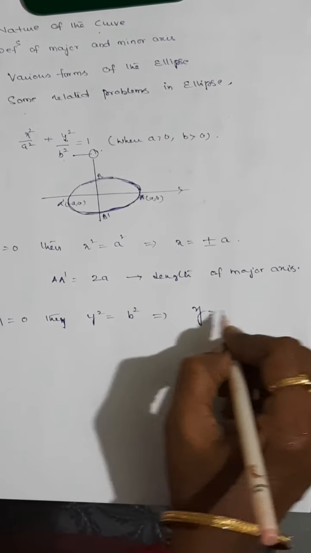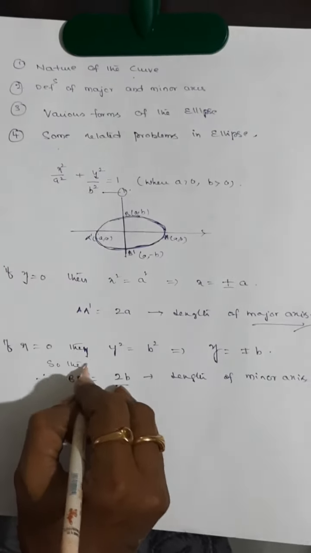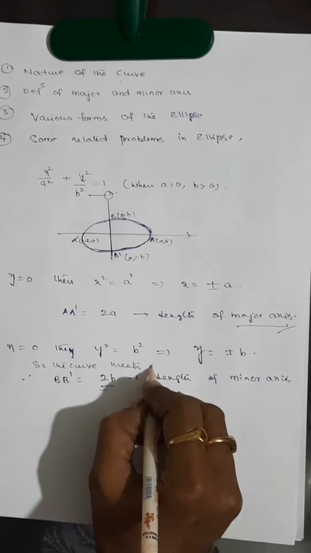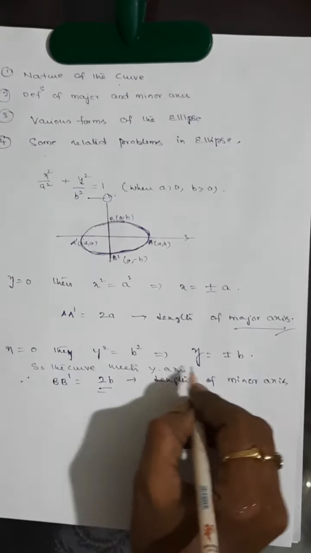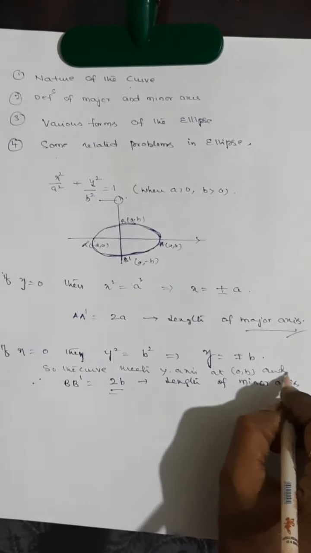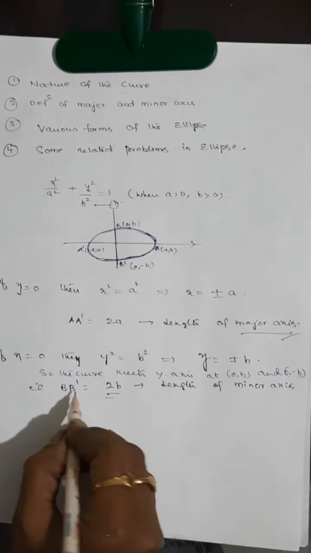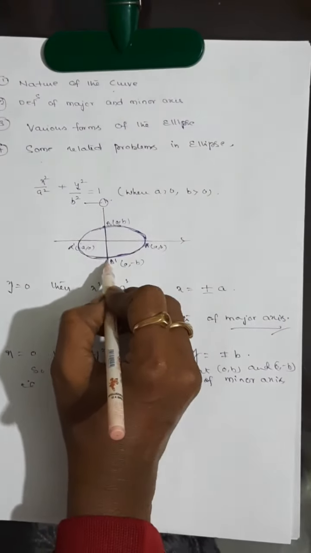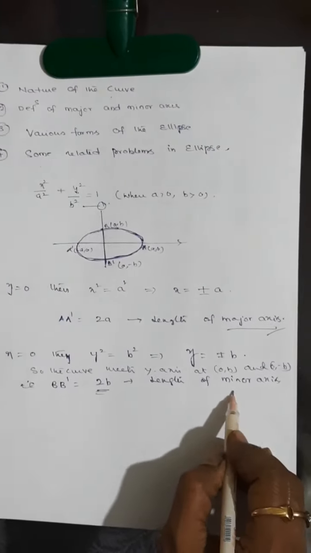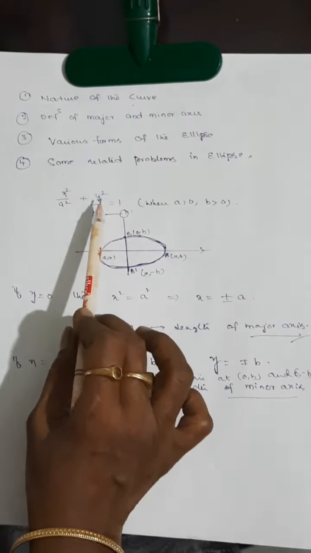Now, if x is equal to 0, then y square is equal to b square, which implies y is equal to plus or minus b. So, the curve meets the y-axis at (0, b) and (0, minus b). That is, BB dash is equal to 2b. It is the length of the minor axis of the curve.